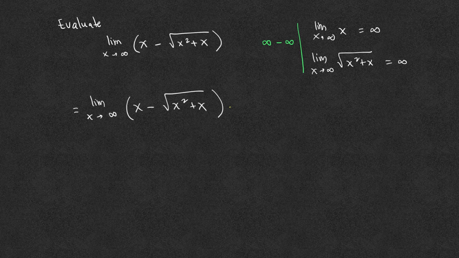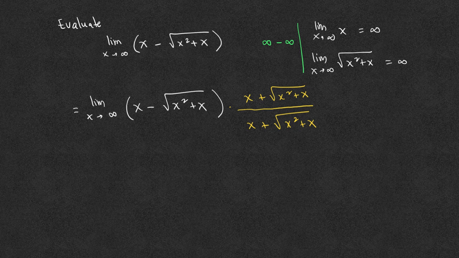This well-chosen one is the conjugate of this binomial, which is x plus the square root of x squared plus x. But if we multiply by x plus the square root of x squared plus x in the numerator, we would need to multiply it in the denominator as well. And again, this is called the well-chosen one: x plus the square root of x squared plus x, top and bottom. This quantity is 1, so it will not change the given limit.